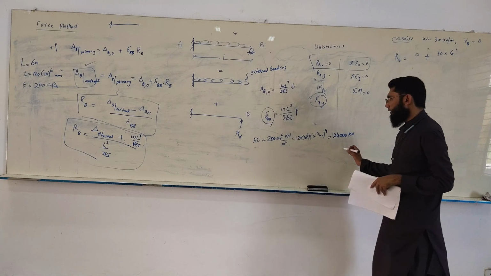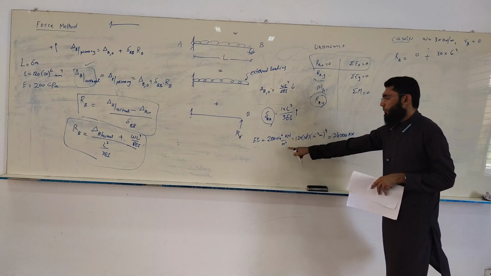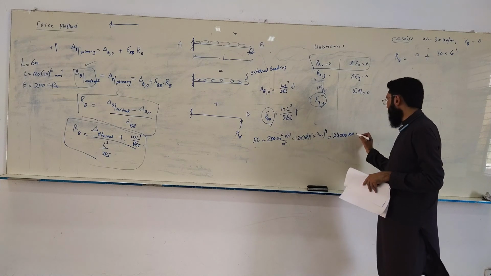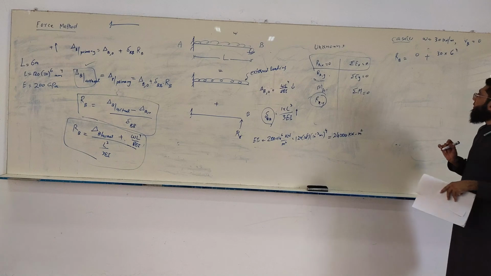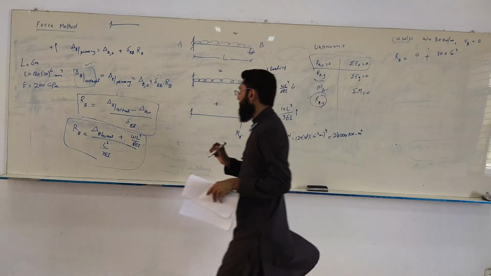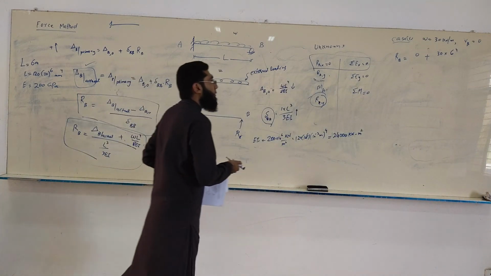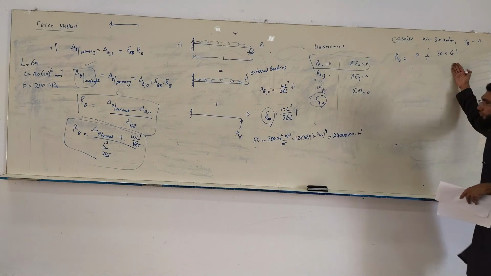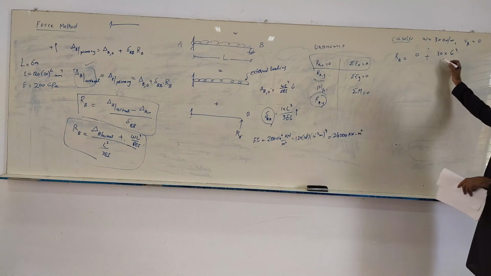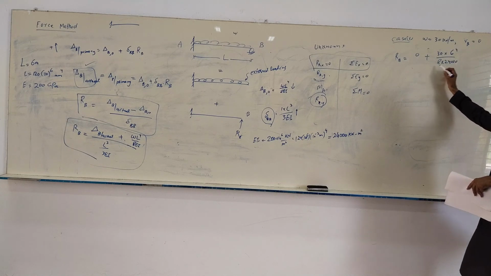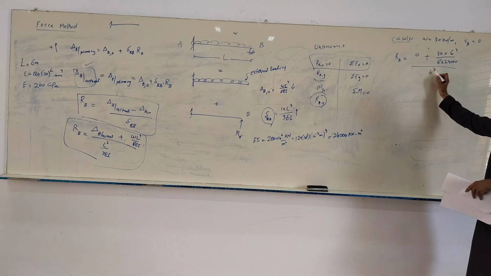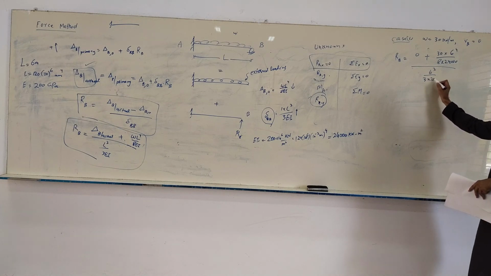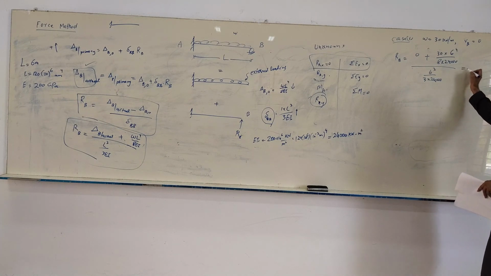What should be the final units? This is meter raised to the power 4, this is meter square. So it should be kilonewton meter square. Okay? So, yeah, I'm sorry, over here. So this divided by 8 times 24,000 divided by 6 cube over 3 times 24,000, you can get your answer.